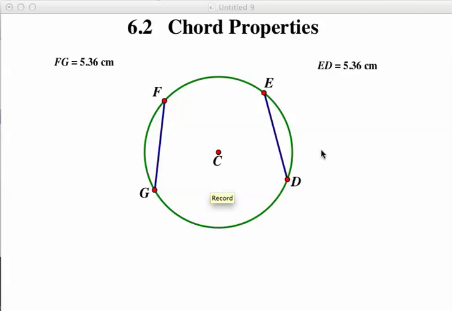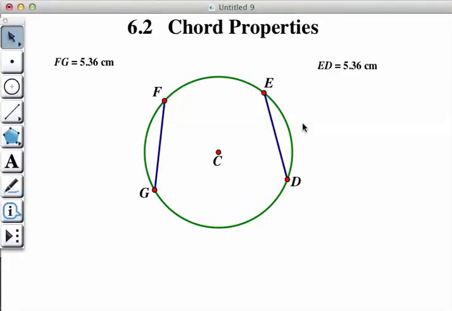All right, let's go on and talk about section 6.2. In 6.1 we talked about some of the properties of tangents. In 6.2, let's move on. Let's talk about some of the properties of chords when we're talking about circles.